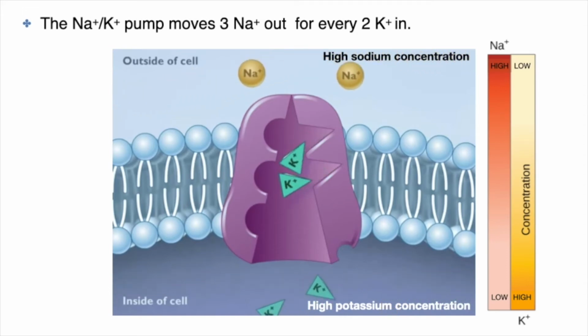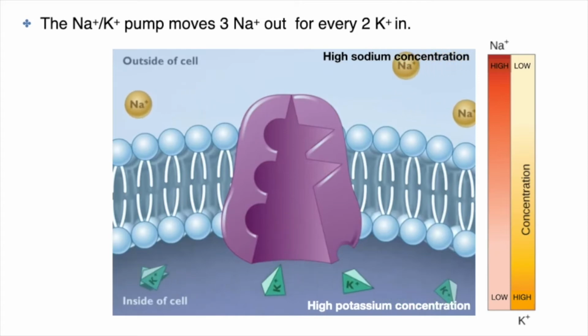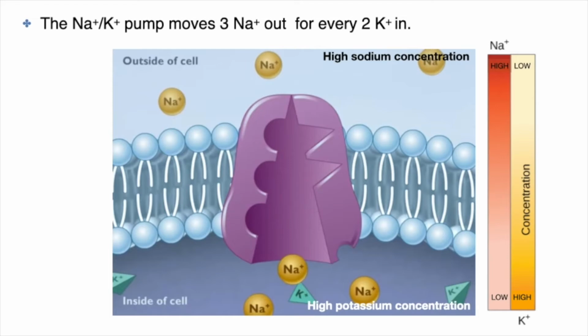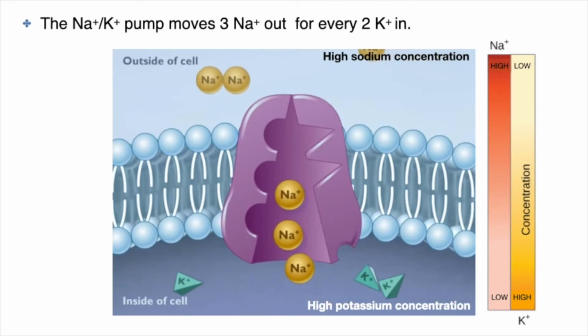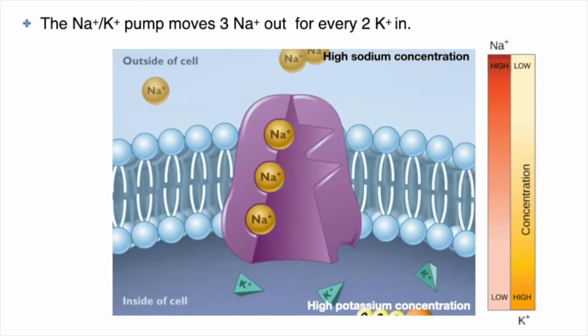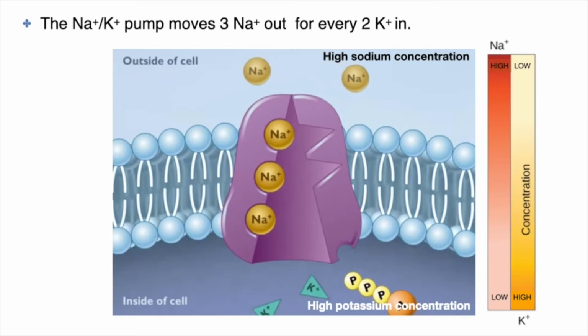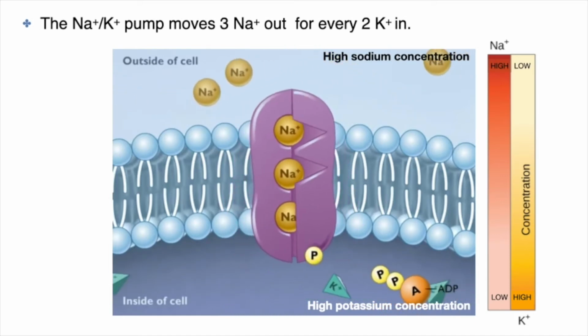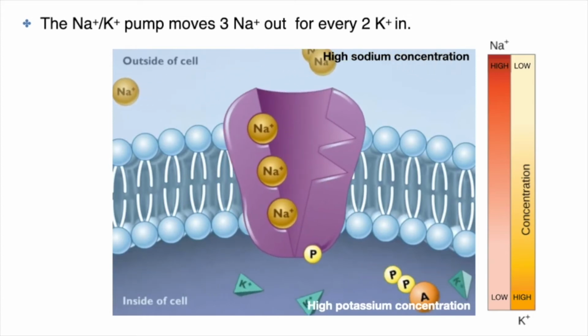This release allows the protein pump to revert back to its original shape, which has less affinity for the potassium ions, which are then released into the cell. And in that original shape, the protein pump now has a high affinity for sodium ions. And then when these ions bind once more, they initiate another cycle.